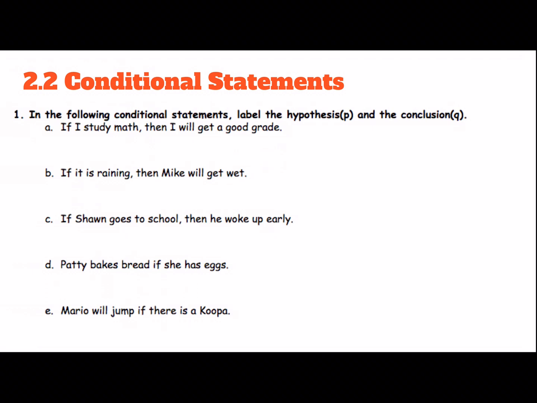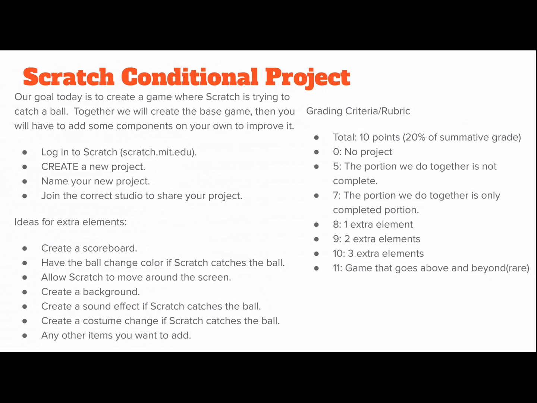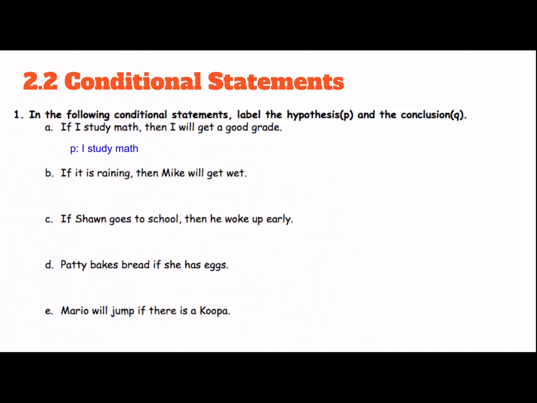You'll see I'm going to use colors for this as well to make it easier. So we have our first statement here: I study math is going to be my hypothesis, that's my P, and I will get a good grade, which is my conclusion, so that's my Q. Notice the words themselves, if and then, are not part of your hypothesis and conclusion. So it's literally if P, then Q. So if I study math, then I'll get a good grade. Go ahead, pause the video, and do B through E.